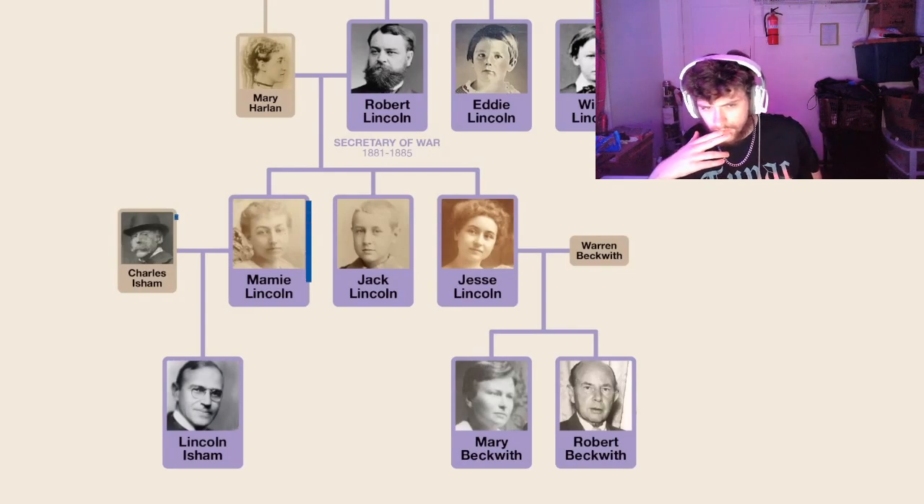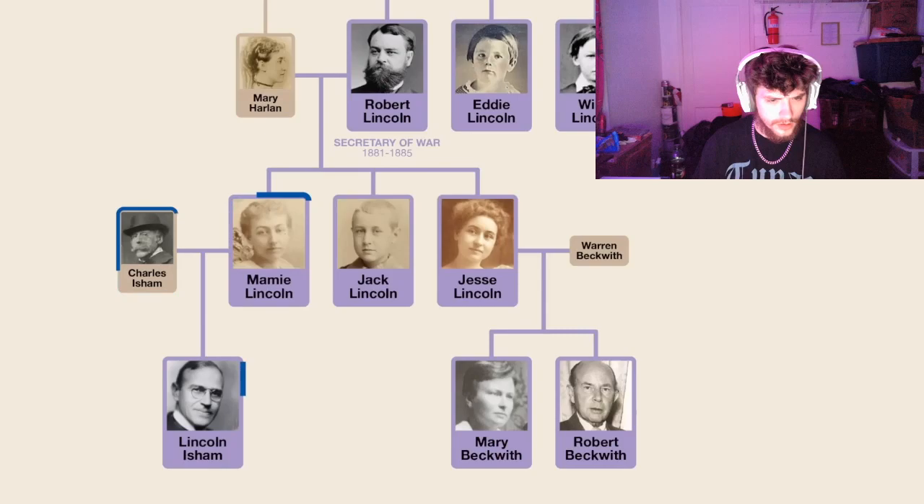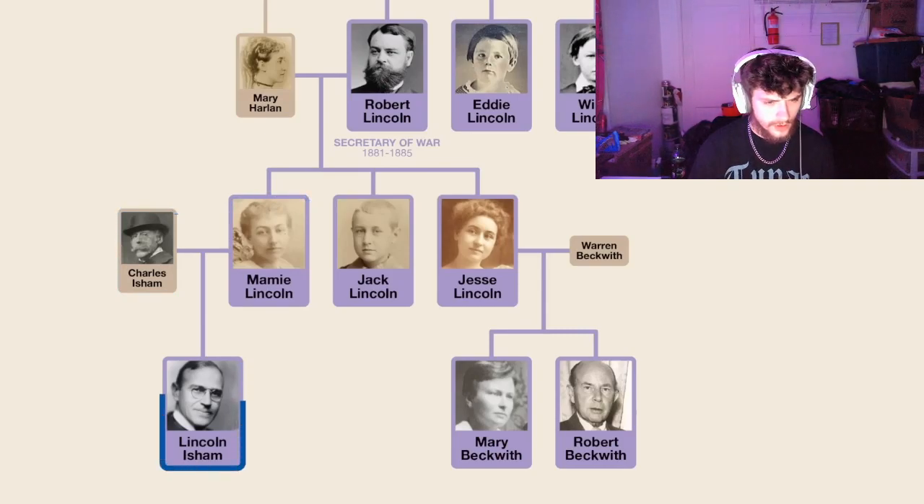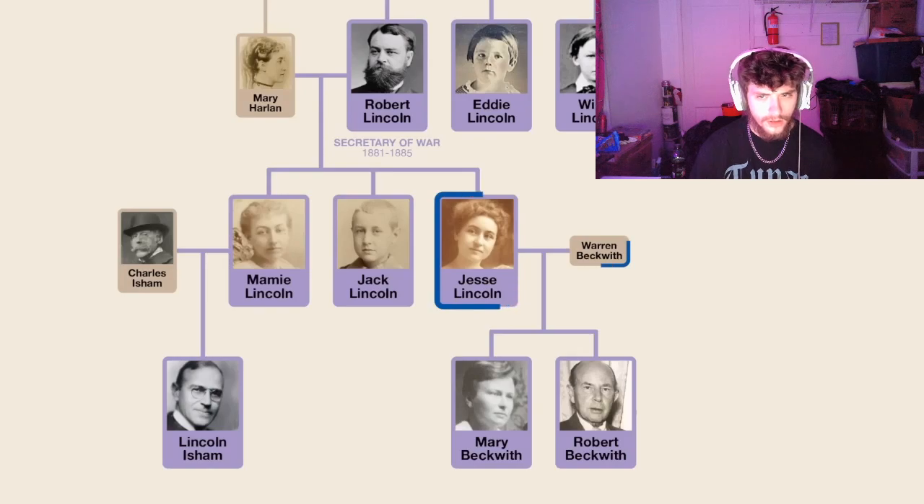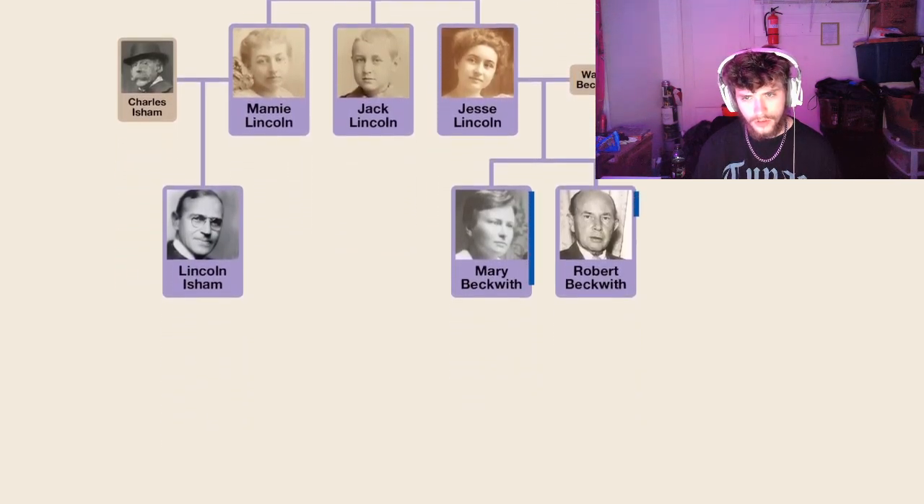Mamie married Charles Isham, and together they had only one son, Lincoln Isham, who in turn had no children of his own, although he did marry and have several stepchildren. Jessie married a baseball player named Warren Beckwith, and together they had 2 children, Mary and Robert.